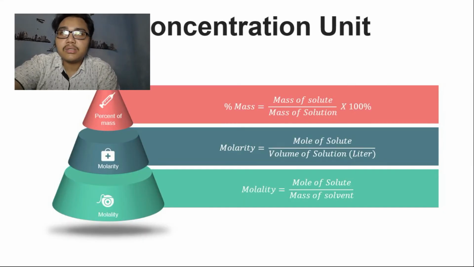C. Concentration unit. Solution concentration is the amount of solute present in a certain amount of solution. There are several types of concentration unit. First, percent of mass. Percent of mass is the amount or percentage of mass of solute in a solution. The formula is percent mass equals mass of solute over mass of solution multiplied by 100%.